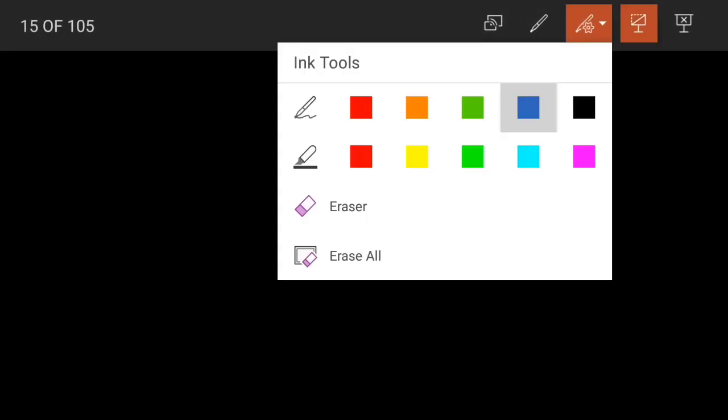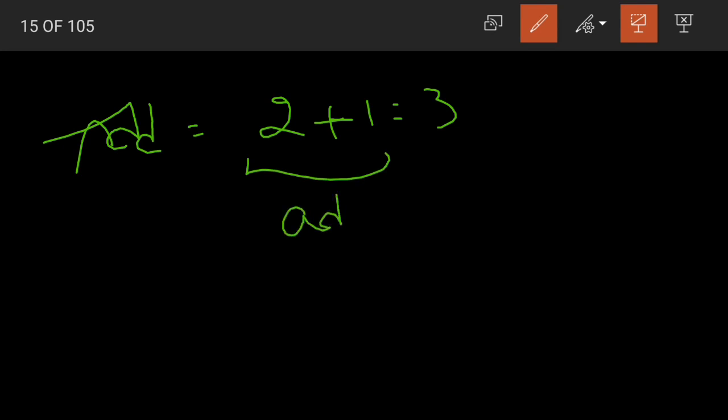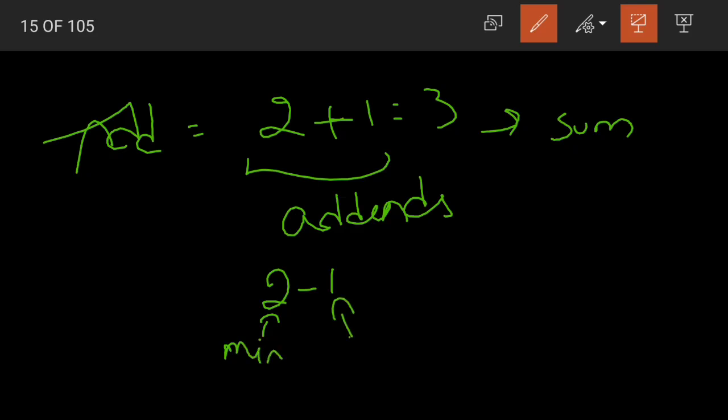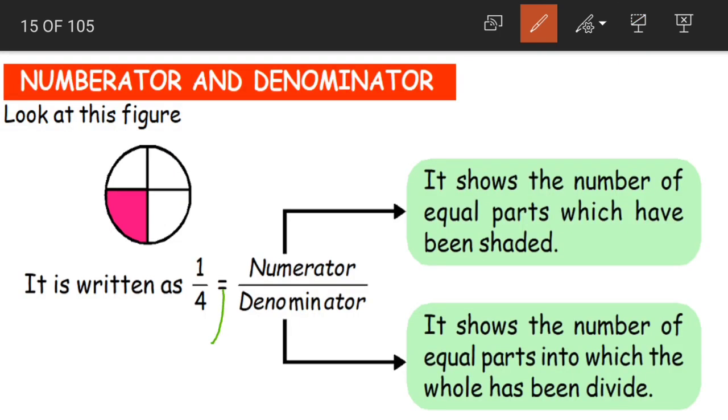If you remember in addition, subtraction and multiplication, when we add two numbers together, these two are called our addends and the answer is called our sum. When we subtract, the bigger one is called the minuend, the smaller number is called the subtrahend, and the answer is called our difference. In the same way, when we write a fraction, this 1/4 is our fraction. The number written on top is our numerator.